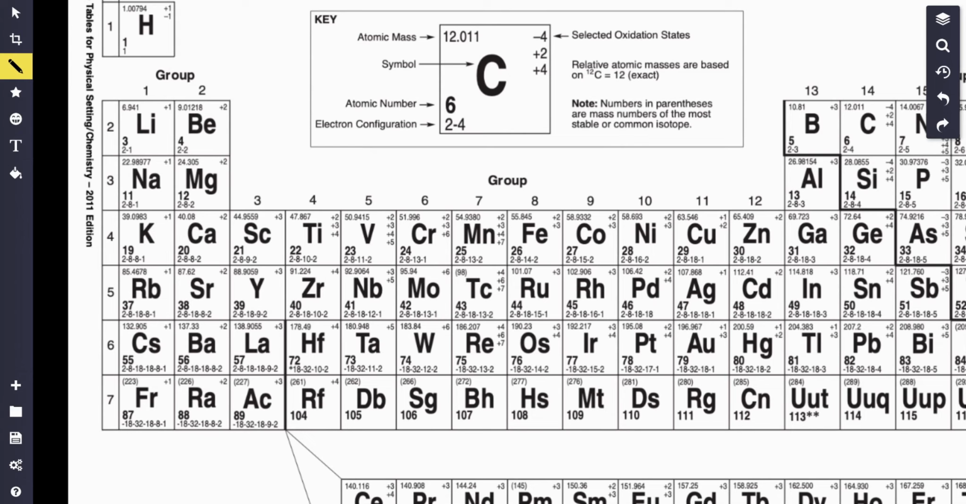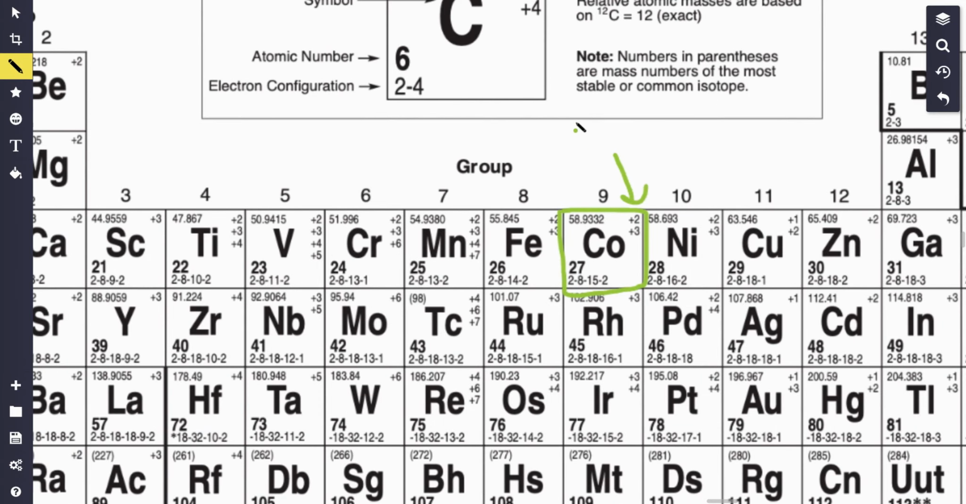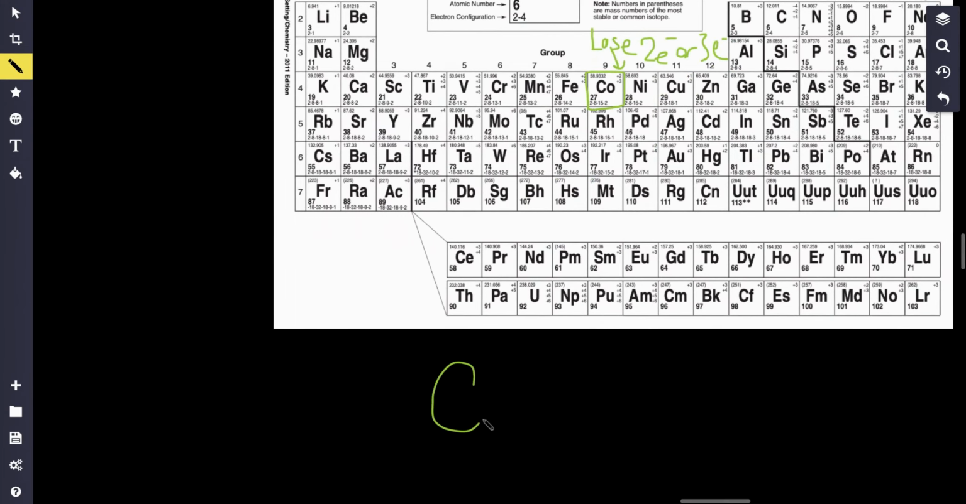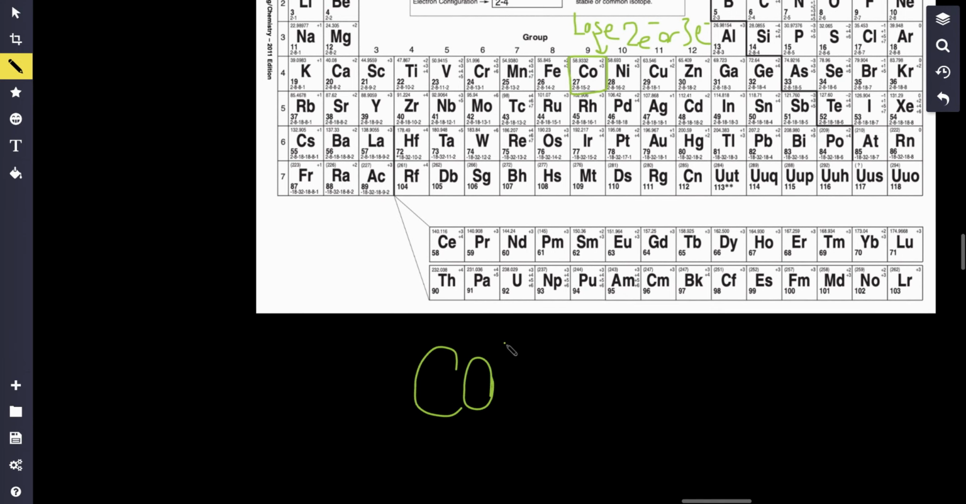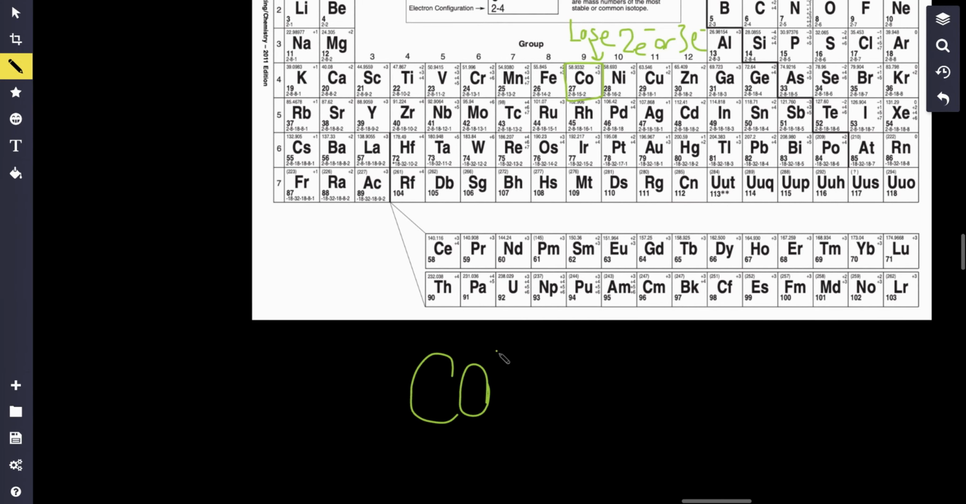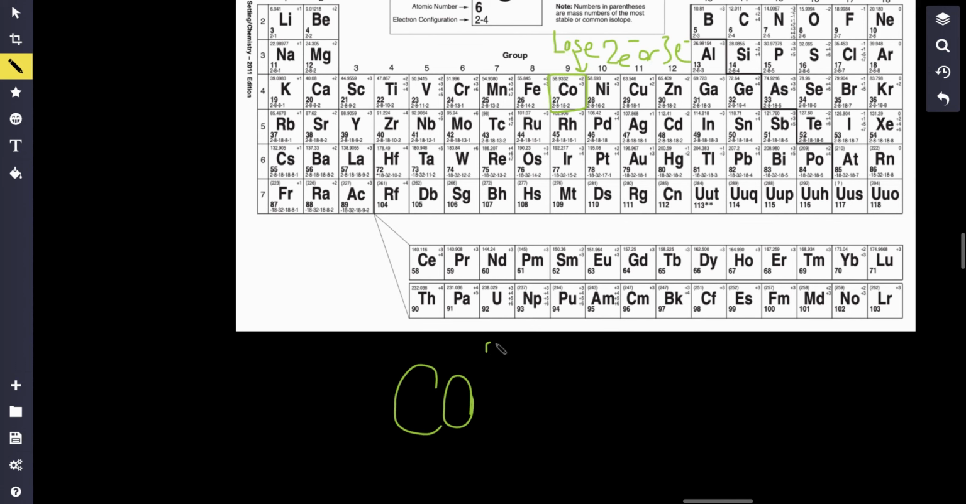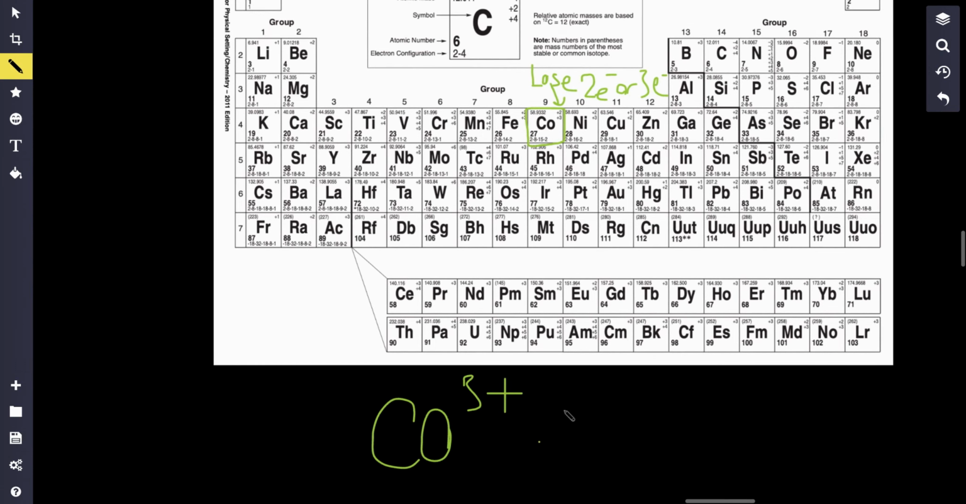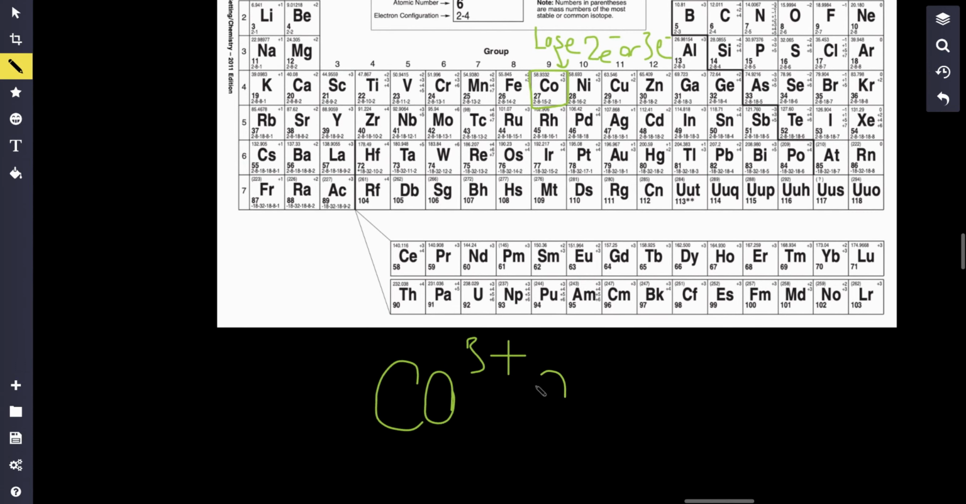When you're naming ionic compounds, a lot of times you're going to be dealing with metals that have multiple oxidation states. If we take a look at cobalt right over here, cobalt can either lose 2 electrons or 3 electrons. Let's say I have cobalt and I lose 3 electrons. That means I'm going to have a +3 charge. And let's say that's bonded to oxygen.